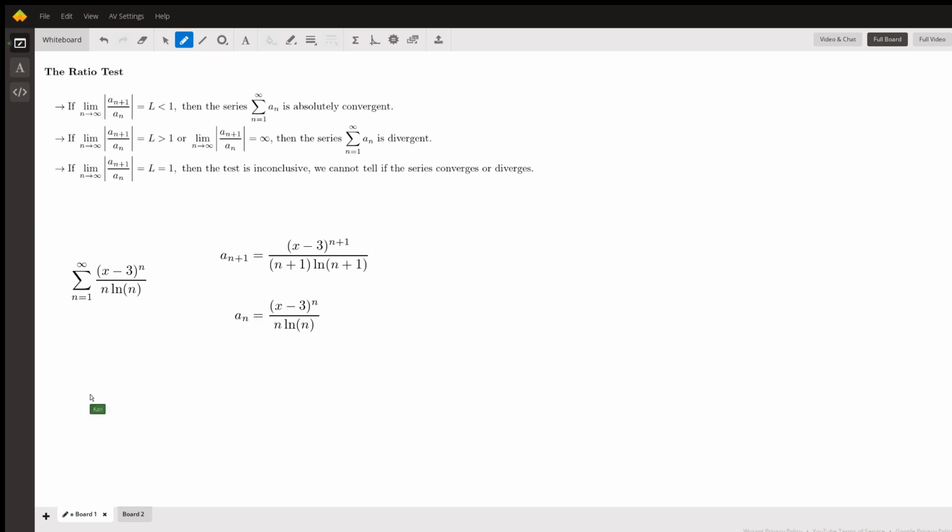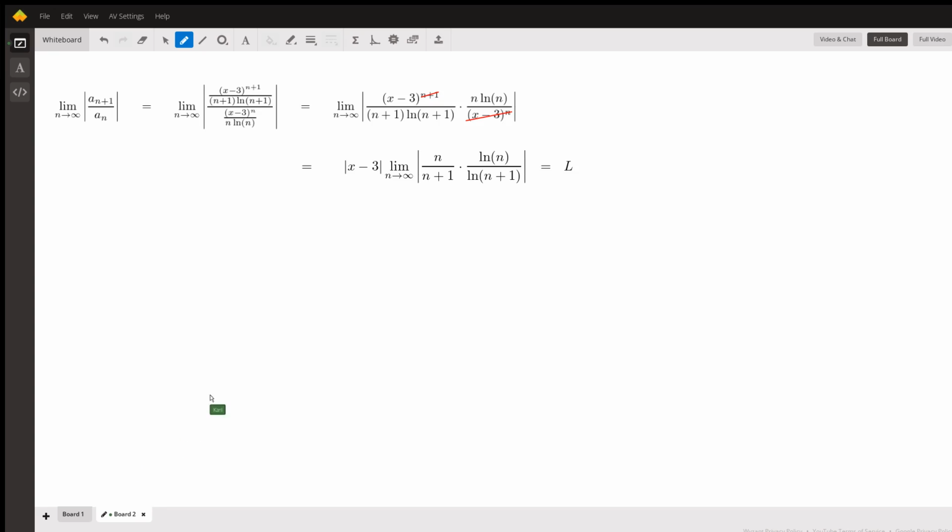But recall from our ratio test, we want to know when this is convergent. So the ratio test can help us decide when this is absolutely convergent. And it's absolutely convergent when L is less than 1. Okay? That means if the absolute value of x minus 3 is less than 1, then it follows quickly that x should be between 2 and 4.